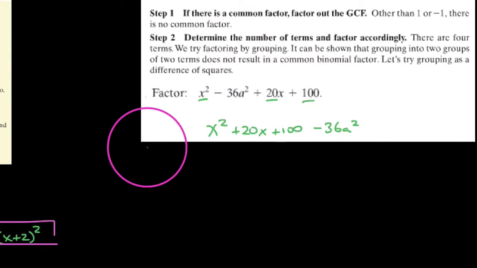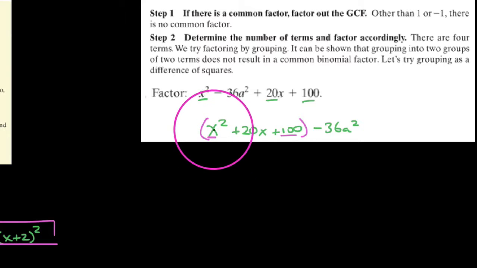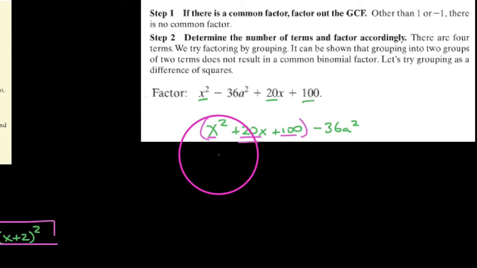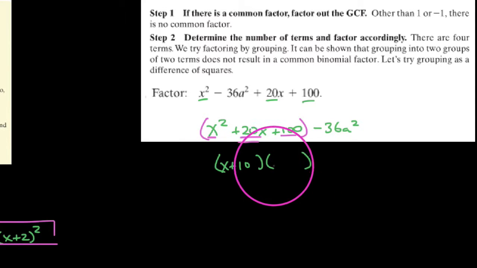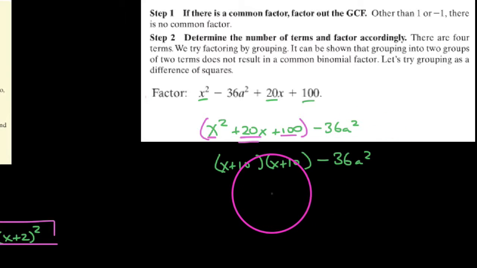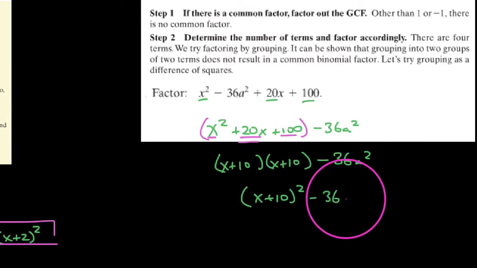And the thing about it is, if we were to group all of these together, I notice that this itself is a trinomial. Not just that, it is a perfect square trinomial, because x squared is a perfect square of x. 100 is a perfect square of 10. And if I took 2 times x times 10, I get this middle term. So when I factor this, really what I get is x plus 10, x plus 10 minus 36a squared. Really, my intent was to write this as x plus 10 squared minus 36a squared.